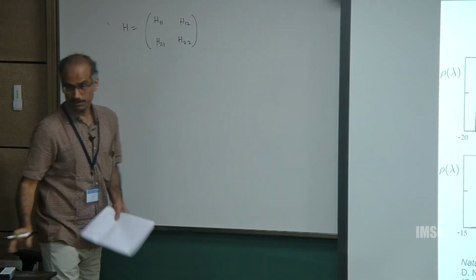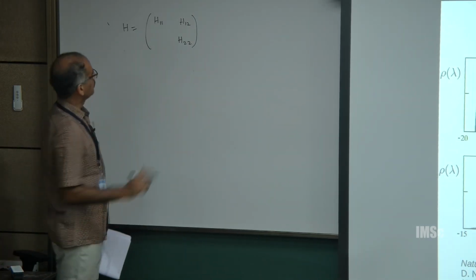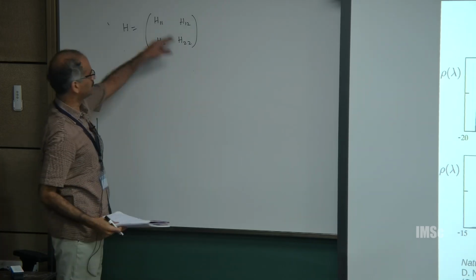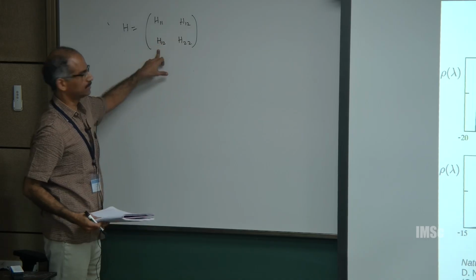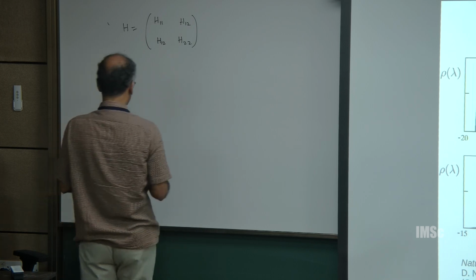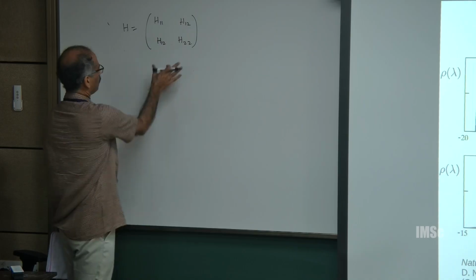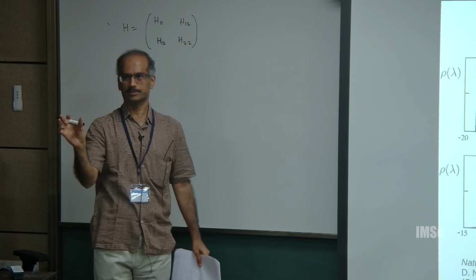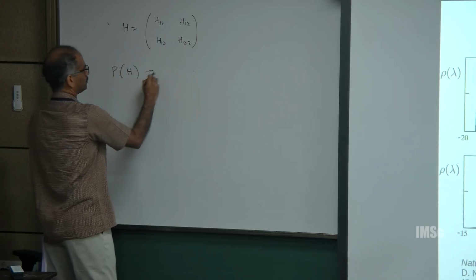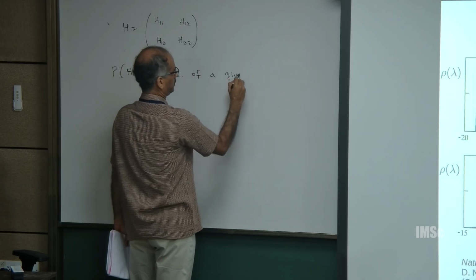And since I want to consider only real symmetric matrices, instead of putting H21, I will use H12. So I will assume each of these numbers is a real number, and I have also taken a symmetric matrix. Each of these elements is going to be a random number, so it's one realization of a random matrix. Then you can associate a probability to it: the probability of a given random matrix.